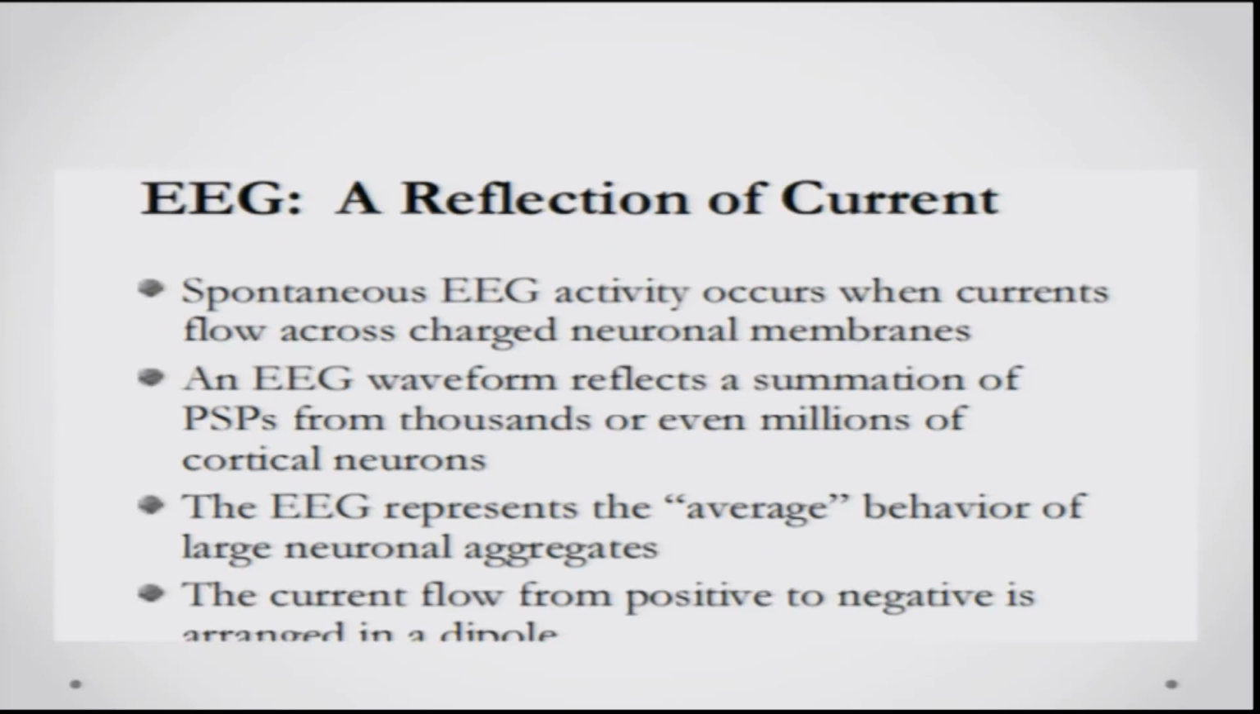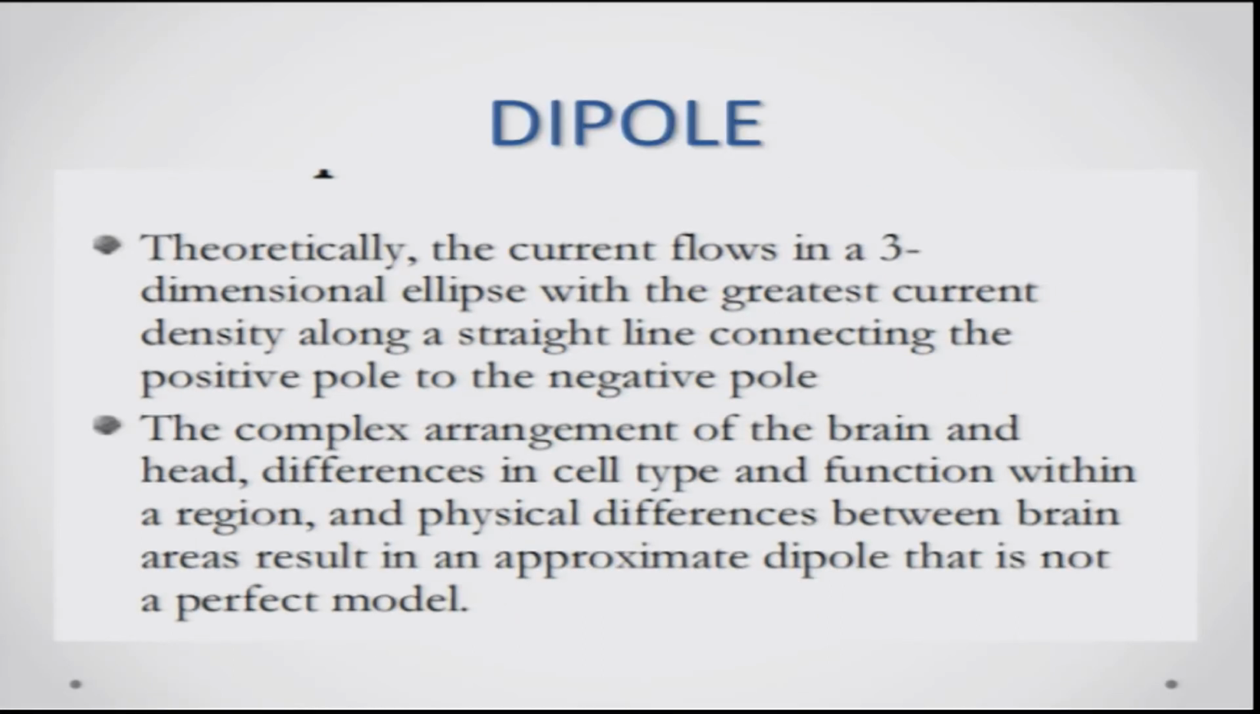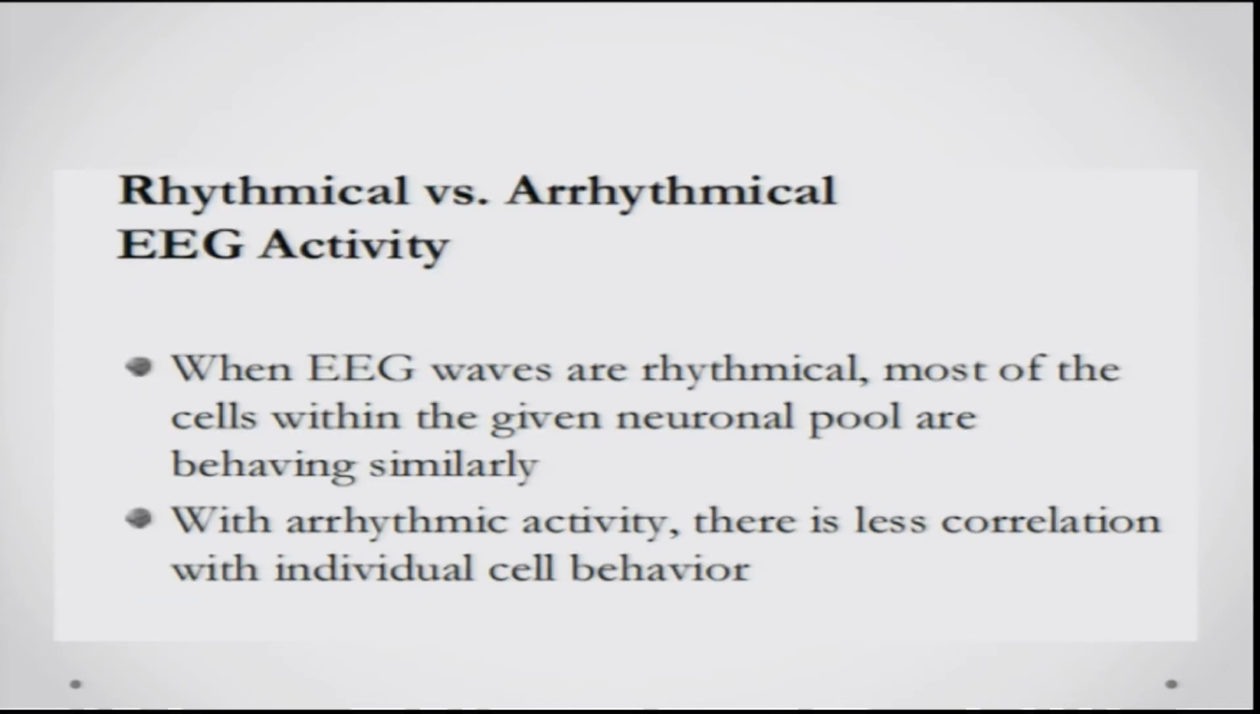So, EEG is a reflection of current. Current is all the time there. We put electrodes. It is a summation of postsynaptic potentials from thousands or even millions of cortical neurons. It represents the average behavior of large neuronal cells, as I said, and the dipole we have already talked about.